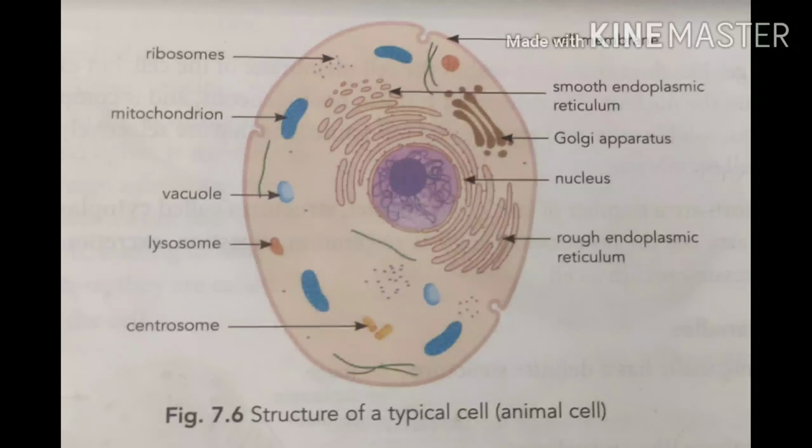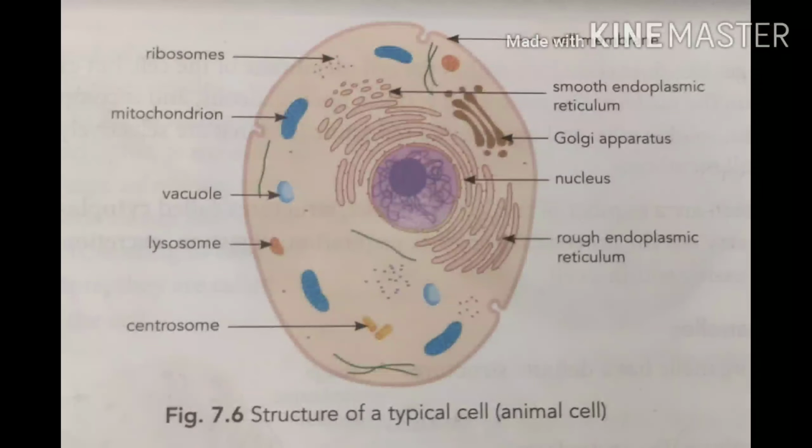Everyone, today we will study about animal cell. So first we will see what is cell. Cell is a fundamental unit of life. Let us see animal cell. In animal cell ribosomes are present. Ribosomes are very small in size.